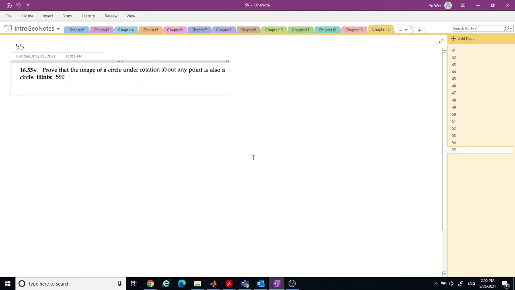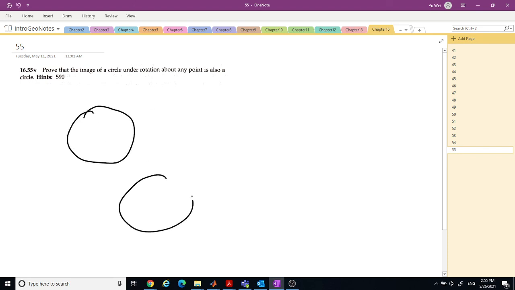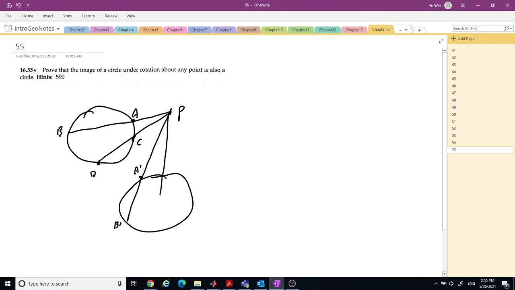Next. We want to prove that the image of a circle under a rotation is also a circle. Okay, so let's draw a circle and another circle. Let's see the rotation. Let's take PAB, and we're rotating it to PA' B'. And let's do PCD, rotating it to PC' D'.